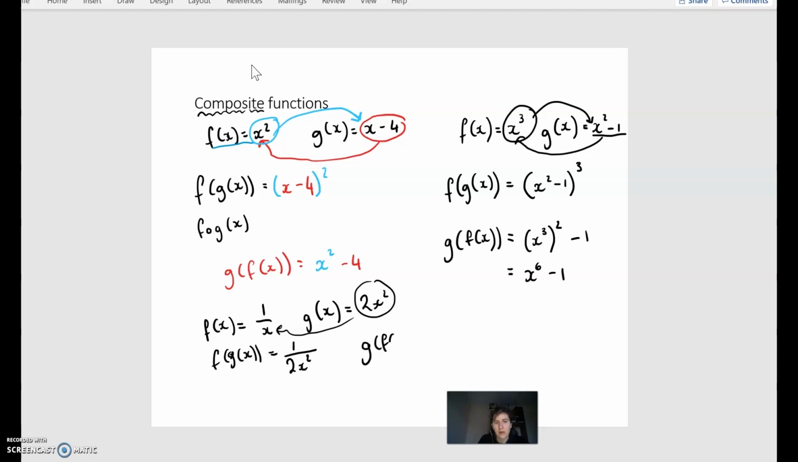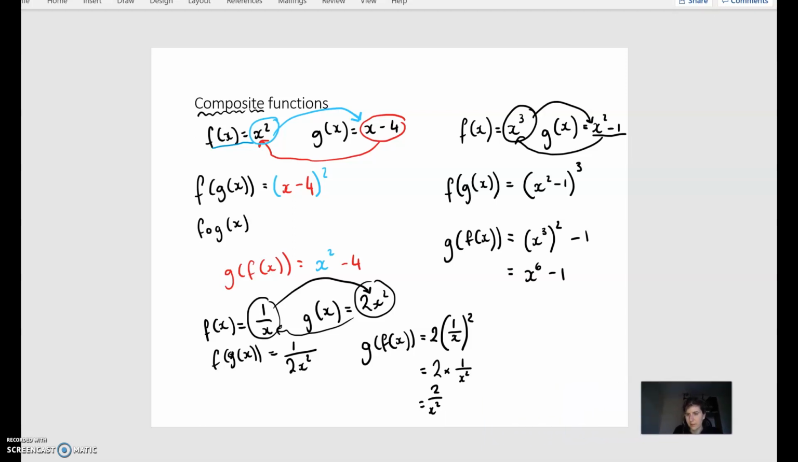g of f of x, okay, we're taking 1 over x, and we're putting it inside here. So we're going to have 2 times 1 over x all squared. Okay, now I'm going to simplify this. So that's 2 times 1 over x squared, which simplifies down to 2 over x squared. So let's move that out of the way. Okay, 2 over x squared.